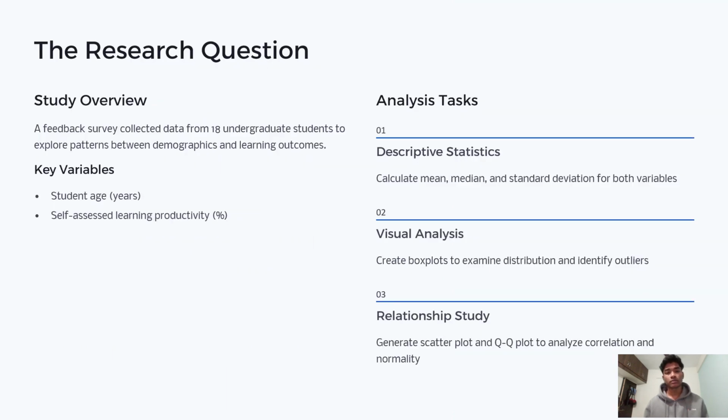The research question. This study uses feedback from 18 undergrad students and we are focusing on two variables. Number 1, age of the student. Number 2, productivity percentage given by the students. Our tasks include calculating descriptive statistics, creating visual plots, and exploring whether age influences productivity.